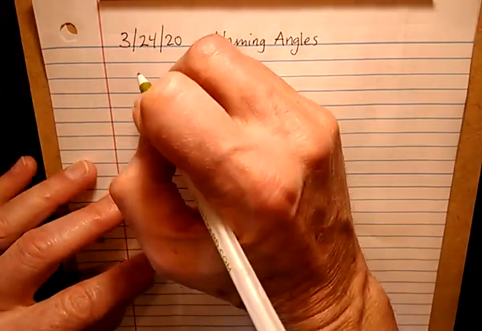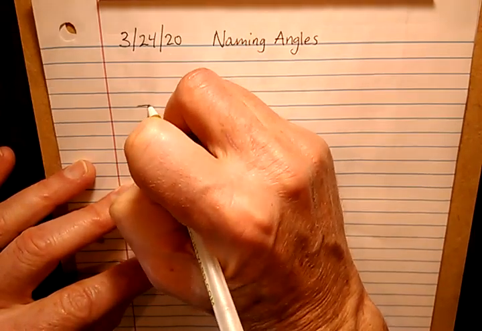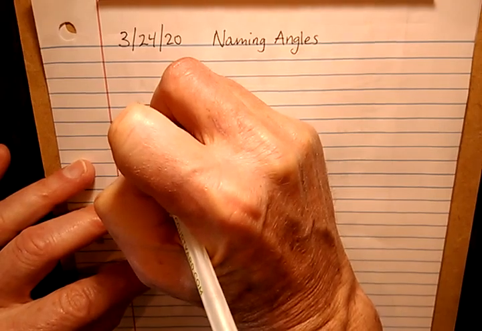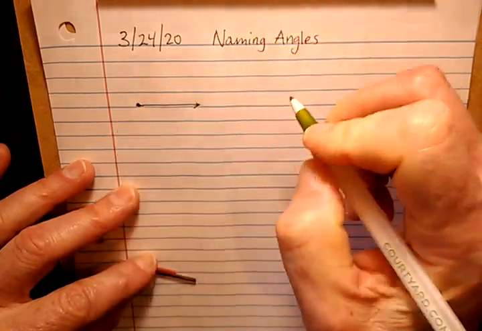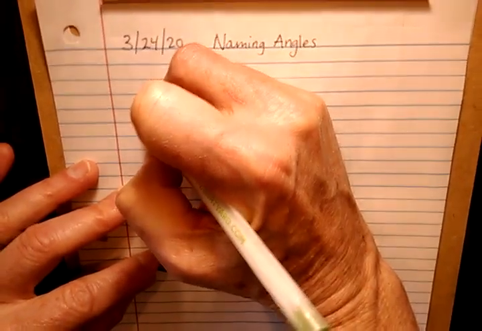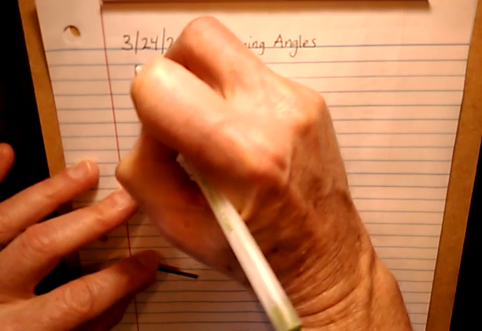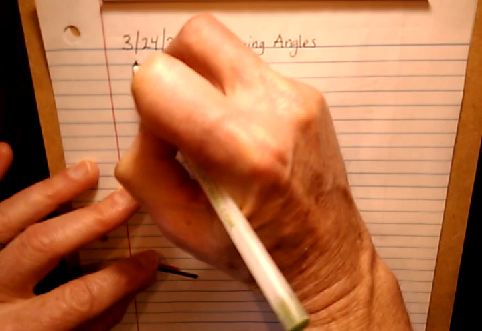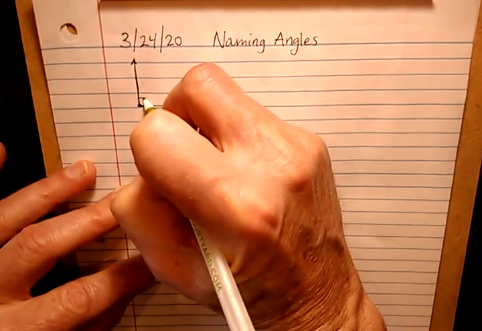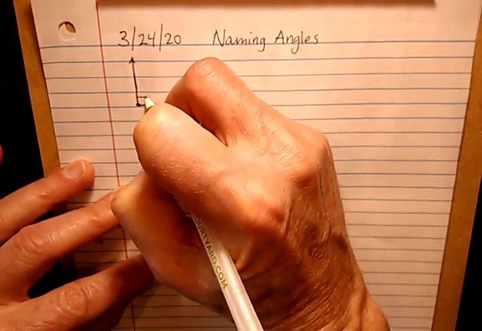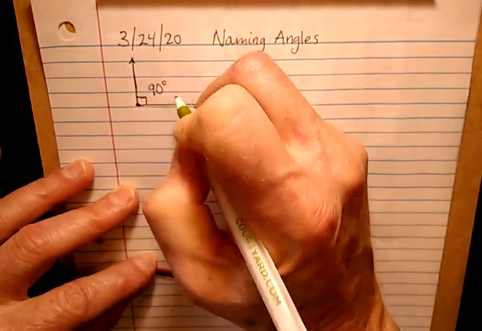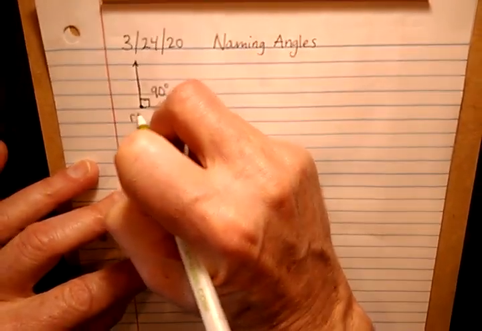So let's draw that. I'm going to draw one ray going out to the side like that, and then another ray pointing straight up, so that it forms a corner like this, and you can actually make a box in the corner, and that means it's a 90-degree angle, and this is a right angle.